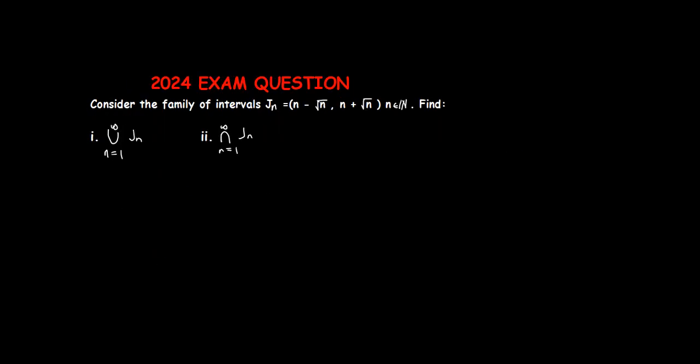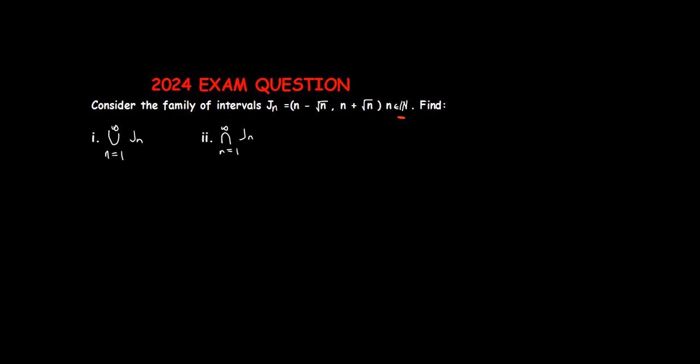So we have this question. It's a 2024 exam question, and it says consider the family of intervals J_n such that n minus root of n comma n plus root of n, where n is a member of the natural numbers. So our indexing set is the natural numbers. Then we're told to find the union of the family of sets and also the intersection.